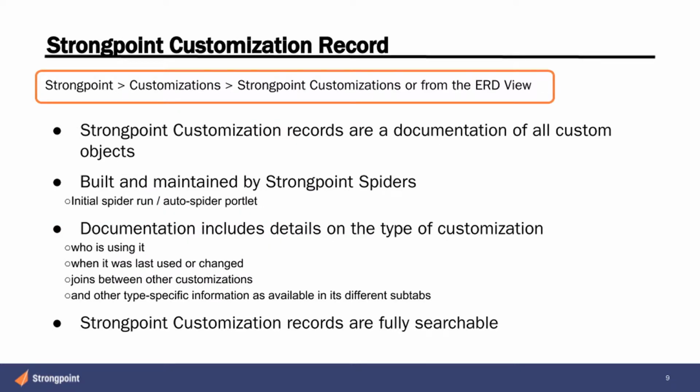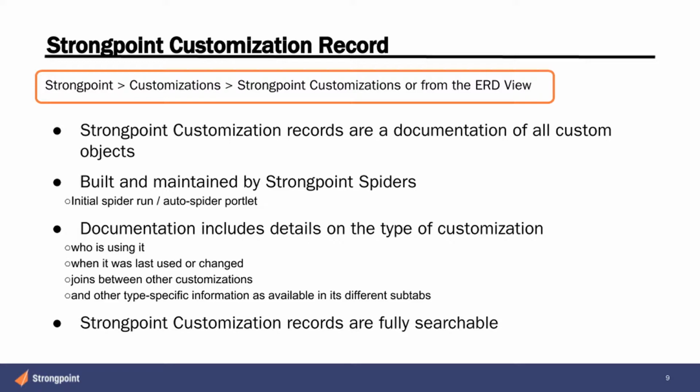Again, those manual spiders run when we first implement Strongpoint into your account, index all your custom objects, and create associated customization records. We never touch your custom objects themselves and always create a separate record to keep track of the changes happening. These are built by the Strongpoint spiders. So again, that initial run and the auto spider portlet.